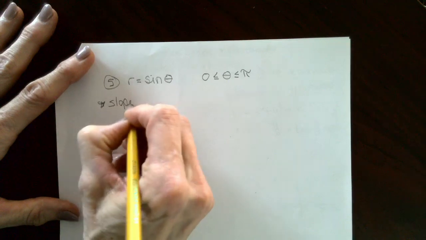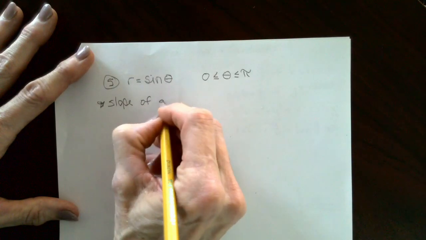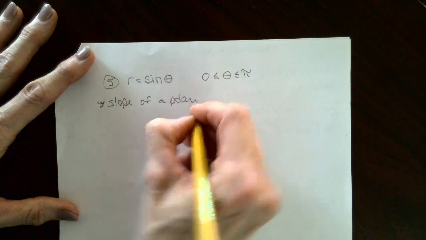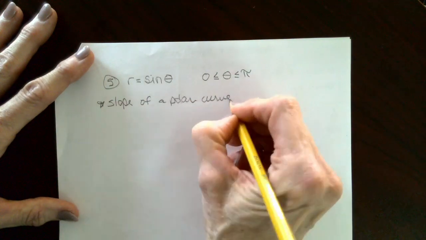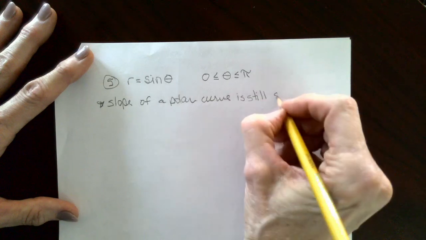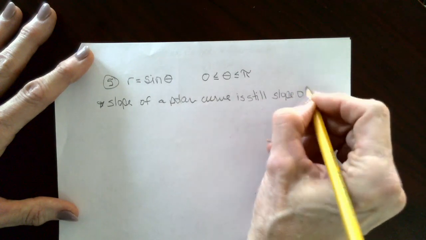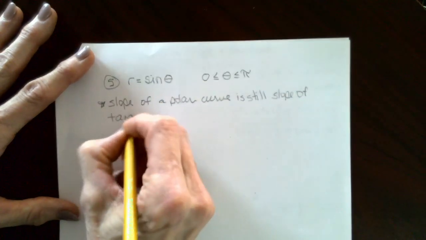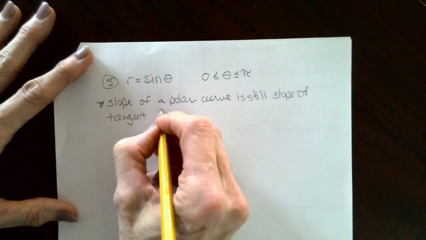Slope of a polar curve is still slope of the tangent, which is dy/dx.